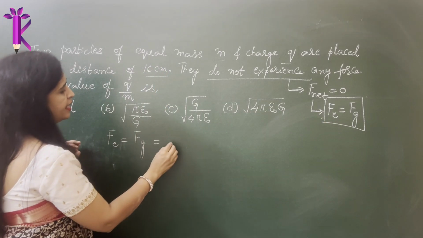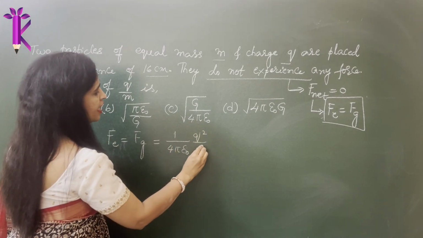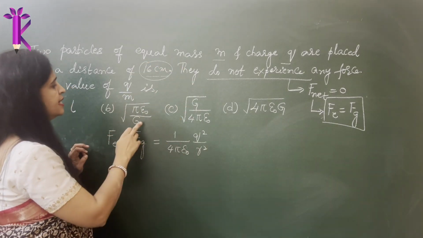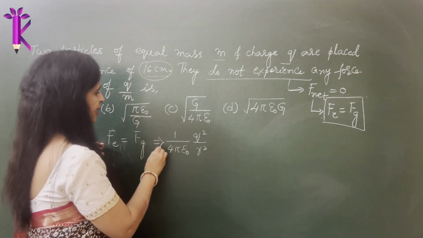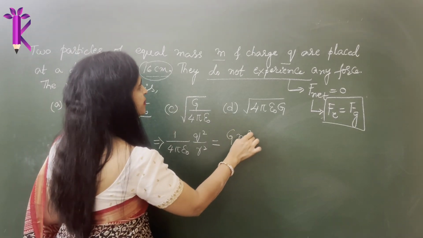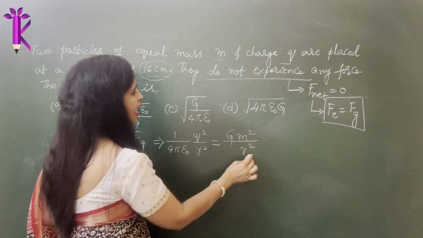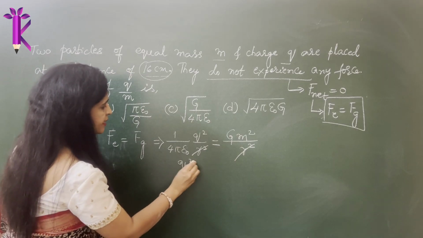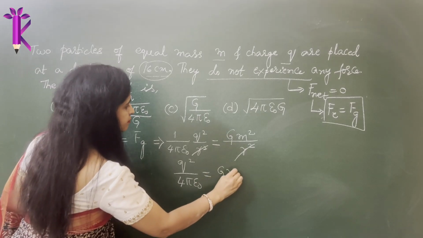So what is Fe? Fe is 1 by 4 pi epsilon naught, q is the charges given, over r square. We need not bother about converting or mentioning the distance, because everything is given in terms of expression. You see all the answers, right? So this implies this has to be equal to Fg. How much is Fg? Fg is given by G m square. The masses are same, so instead of m1 m2, I write it as m square divided by r square. So r square gets cancelled. What are you left with? You are left with q square divided by 4 pi epsilon naught is equal to G m square.